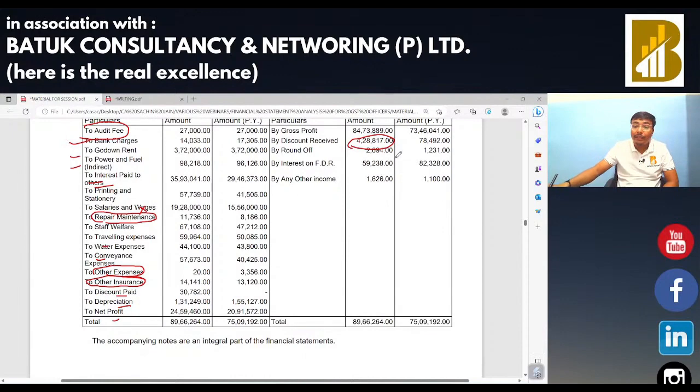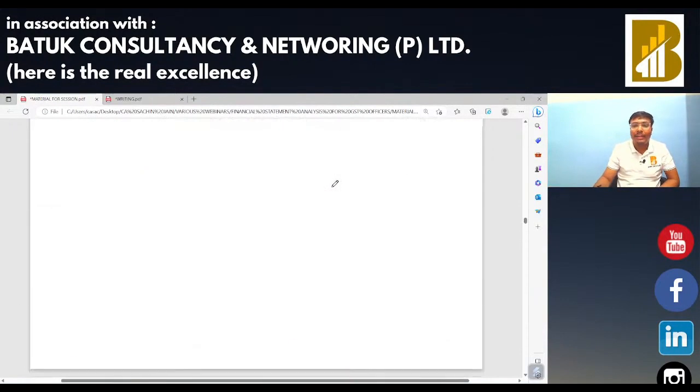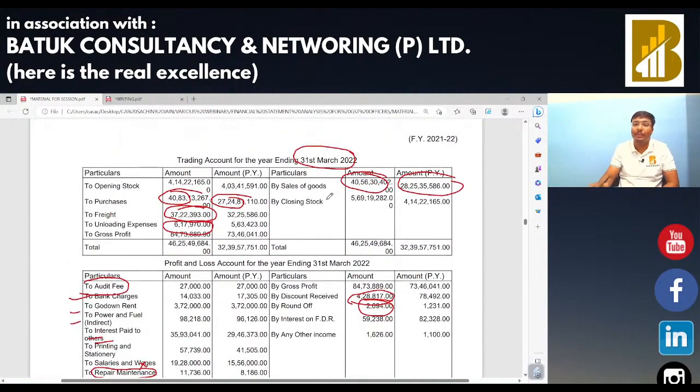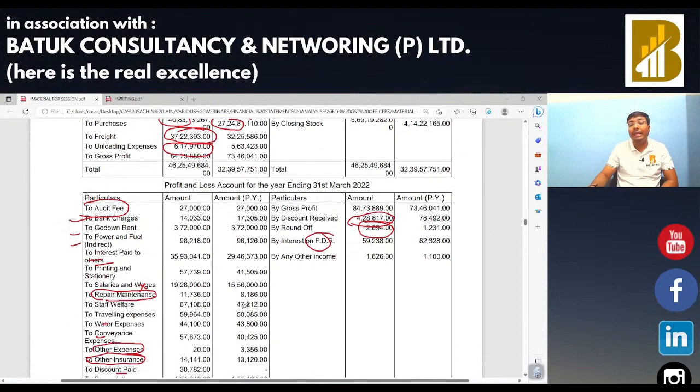राउंडिंग ऑफ की इनकम यहाँ पर बुक होती है 2094 की. We got the idea from the sales that, in that particular case, sales is around 40 crore rupees. So 2000 rounding off is okay, there is no issue with that, we are not going to raise any question on that. Interest on account of FDR is okay, there is no issue with that. If there is any other income, we need to check the nature of that other income, although the amount is very less. And if we find that GST should be applicable on that income, then in that case we are going to raise the demand.